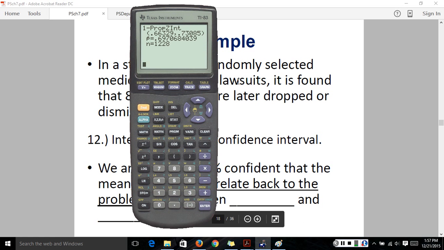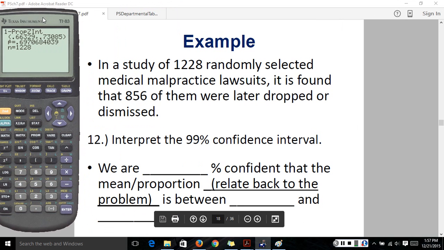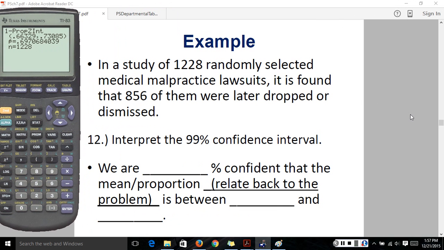Earlier on, we found the confidence interval for that particular scenario, the confidence interval for the population proportion. To interpret that 99% confidence interval, we would say something like this. We are 99% confident that the proportion of dropped or dismissed medical malpractice lawsuits is between 0.6633 and 0.7309.